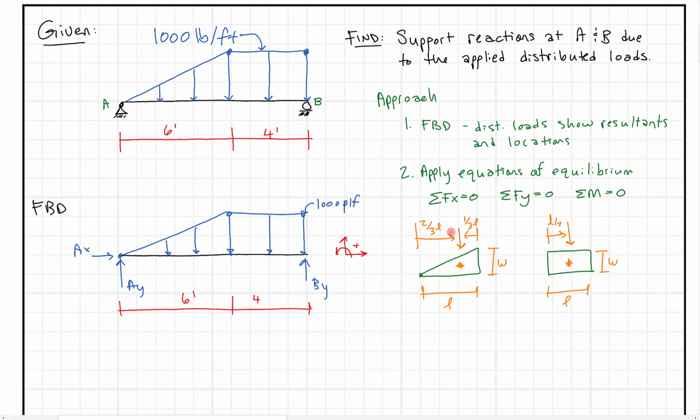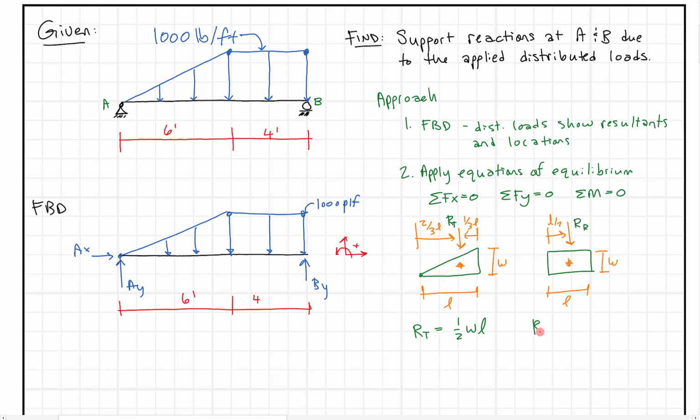But what I'm going to do is label this resultant here RT, and I'm going to label this resultant RR. Okay, so when we come down here, we're going to solve for RT, and all it is is the area of that triangle. So you've done this formula a ton of times. W times L. Here, W is the height of the load, L is the length of it.